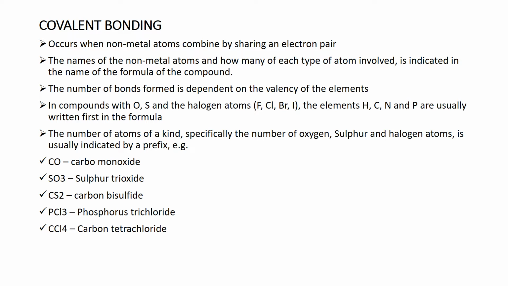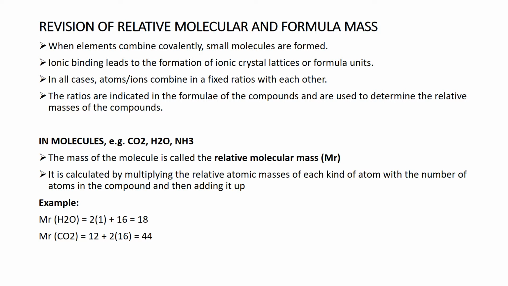The number of atoms of the kind, specifically the number of oxygen, sulfur, and halogen atoms, is usually indicated by a prefix. So I hope you do remember the prefixes that we did: the mono, the di, the tri, the tetra, etc. Remember relative molecular and formula mass. You should also know that. When elements combine covalently, small molecules are formed, and ionic bonding leads to the forming of ionic crystal lattices or formula units.